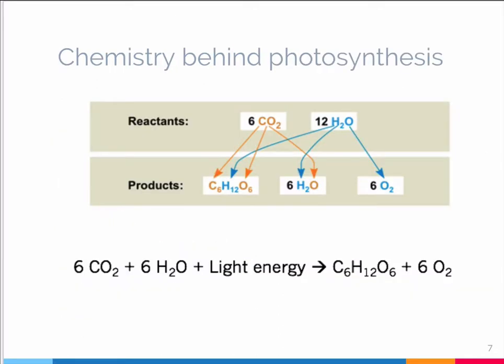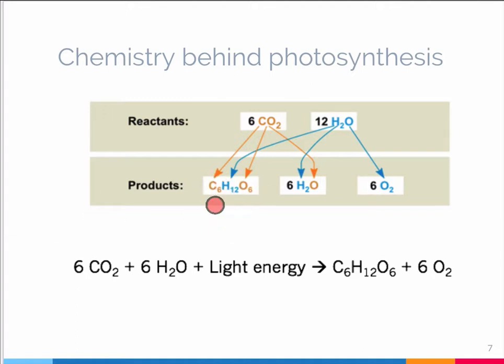So here we see the general chemical reaction that describes photosynthesis. Remember that photosynthesis, like cellular respiration, is not really just one chemical reaction. It's actually a series of many chemical reactions, but this is what we would call a summary reaction. So the inputs for photosynthesis, the reactants, are carbon dioxide and water. And in this diagram, you can see how the reactants become the products.